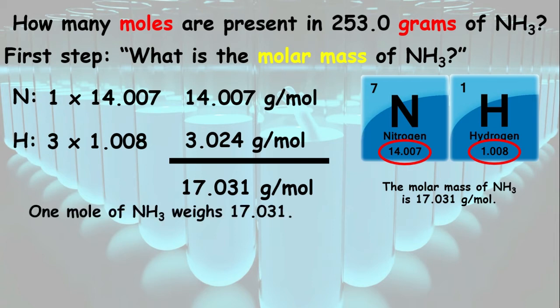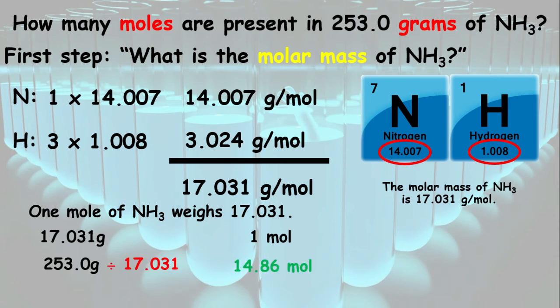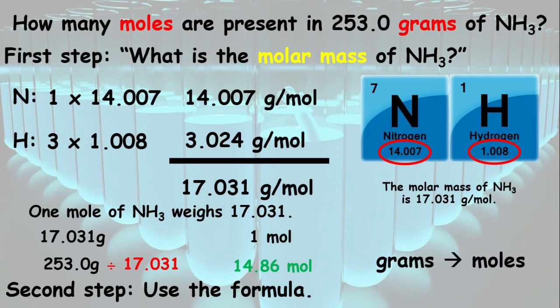This means that 1 mole of ammonium weighs 17.031. We can say that 17.031 grams is equal to 1 mole. But we don't have 17.031. What we have is 253 grams. So what we need to do is to divide 253 grams by 17.031. This will give us around 14.86 moles. So it's a simple division problem. With that, when you are given a gram to mole problem, you just have to divide the grams by the molar mass in moles over gram.